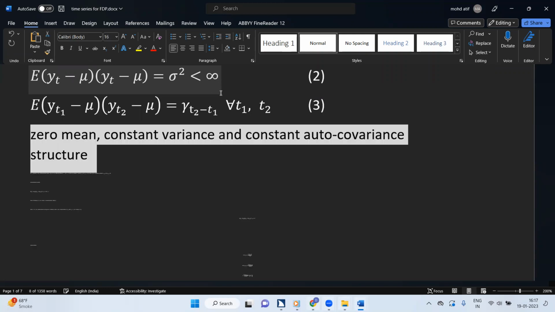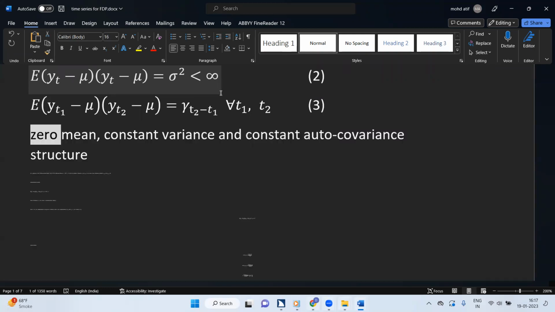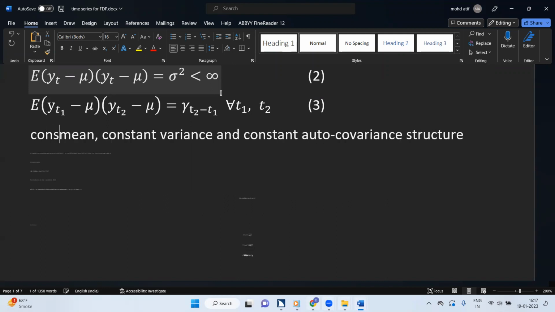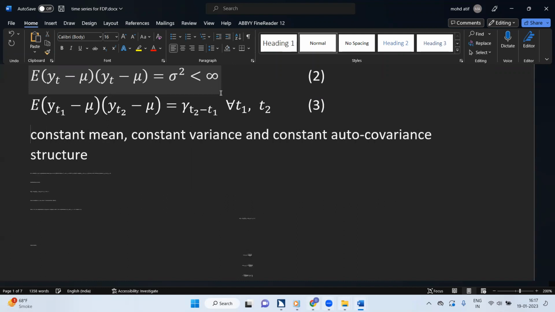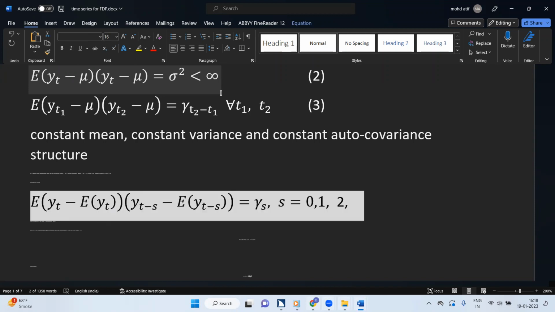So, in short, remember three things. Constant mean, constant variance, and constant autocovariance structure, right? So, if these three conditions hold, then we say our data is weakly stationary. I think I should not go into the equations, rather go to the application part.